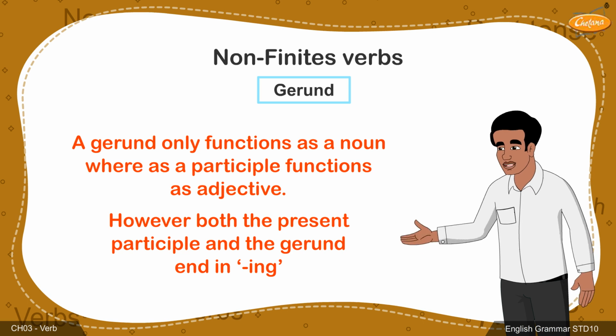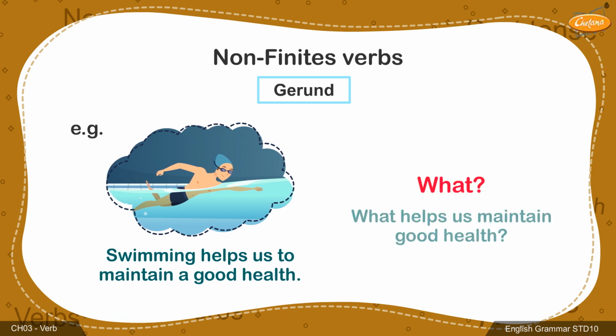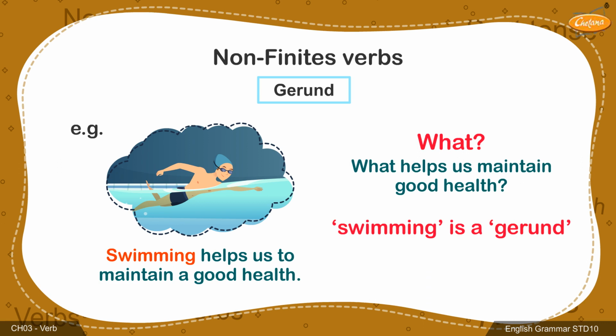Let's now have a look at how gerunds can appear in a sentence. Example: swimming helps us to maintain good health. In this sentence, swimming appears as a subject and also answers the question what. What helps us maintain good health? The answer is swimming, and therefore it is a gerund.